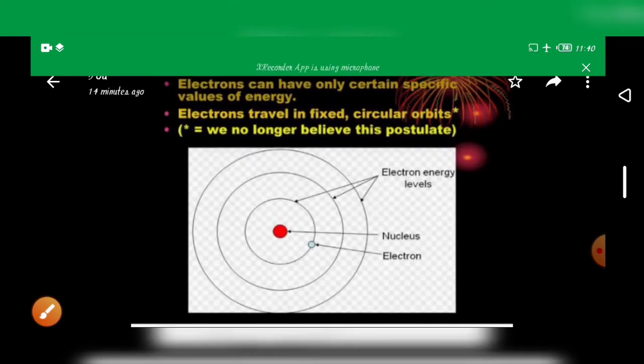Okay, next you go to here. What are the postulates? See here, these are the energy levels. This is the nucleus and this is the electron. Electrons have only certain specific values of energy. Electrons travel in fixed circular orbits. We no longer believe this postulate. This is the main postulate of Bohr's model.